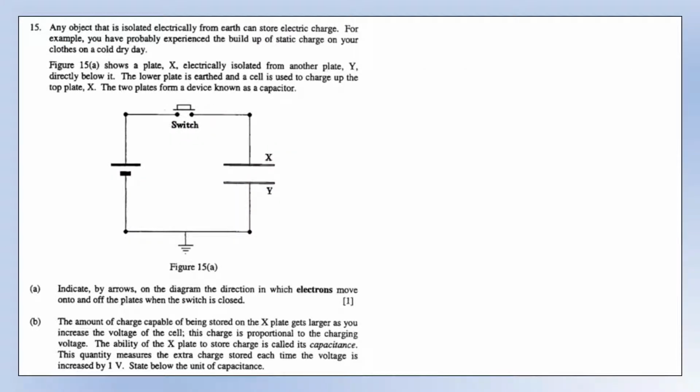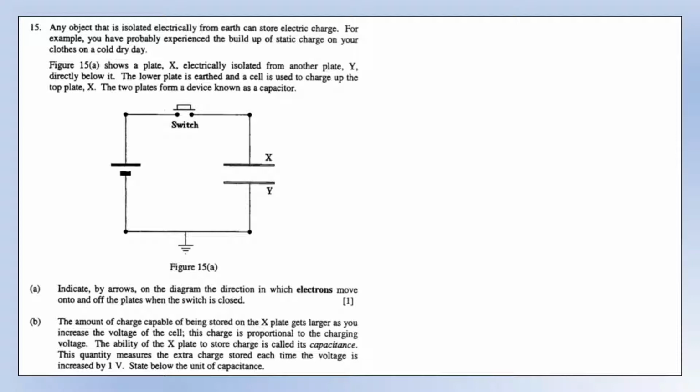So any object that is isolated electrically from Earth can store electric charge. For example, you've probably experienced a buildup of static charge on your clothes on a cold, dry day. The diagram shows a plate X electrically isolated from another plate Y. The lower plate is earthed, and the cell is used to charge up the top plate. Okay, so we're going to build up positive charge on plate X because it's connected to the positive terminal of the battery. And these two plates form something called a capacitor, which you will probably never have come across before unless you've done some extra reading.